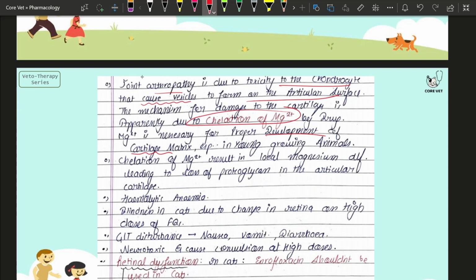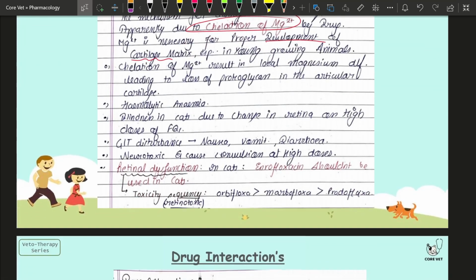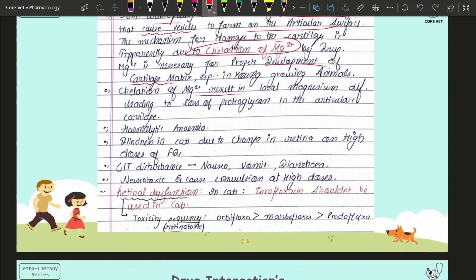Why? Because they are in the developing phase, right? The cartilage is forming in these individuals. Young ones are forming the cartilage, so that's why this particular toxicity, joint arthropathy, is seen in the young ones. The chelation of the magnesium ion results in local magnesium deficiency.